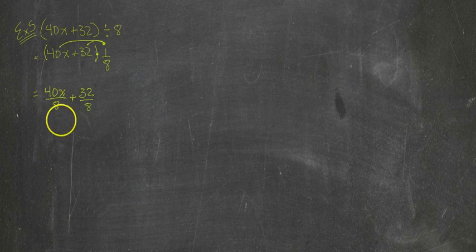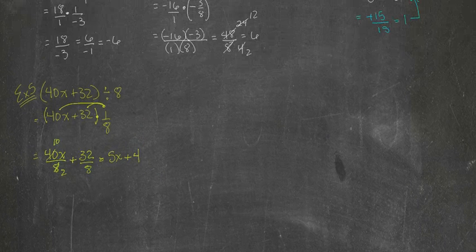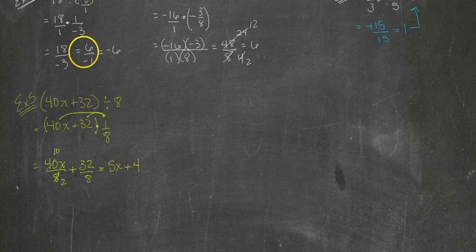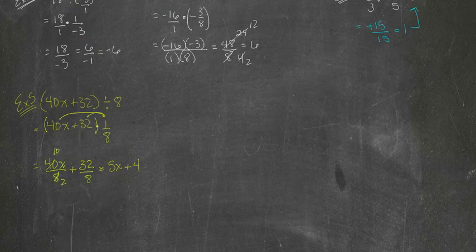Now I can do my cancellations. 40 divided by 8, well, let's do it in a couple steps. 40 divides by 4, leaving 10. 8 divides by 4, leaving a 2. That equals 5x. And then 32 divided by 8, I just know that one off the top of my head. 5x plus 4. Super easy to handle. Hardly took any more work to do this big ugly number than it took to do these simple numbers.